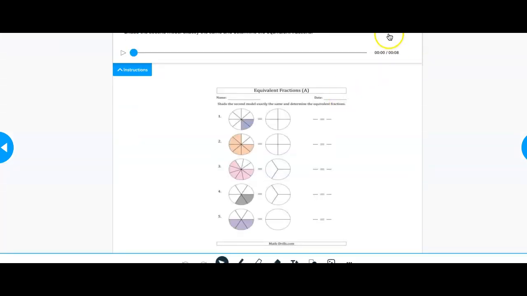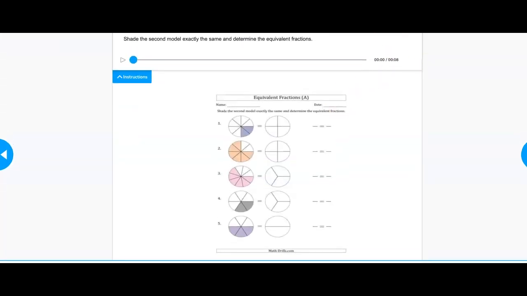We're going to move on to our interactive drawing worksheet. For this activity, you're going to shade the second model exactly the same and determine the equivalent fractions on the worksheet. Students have the option to complete this activity in either small groups or individually.